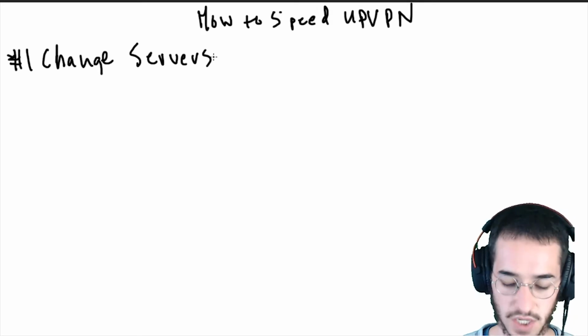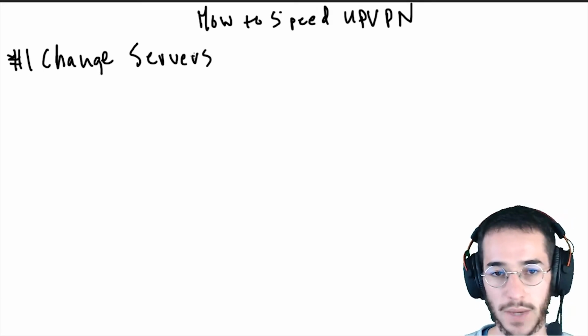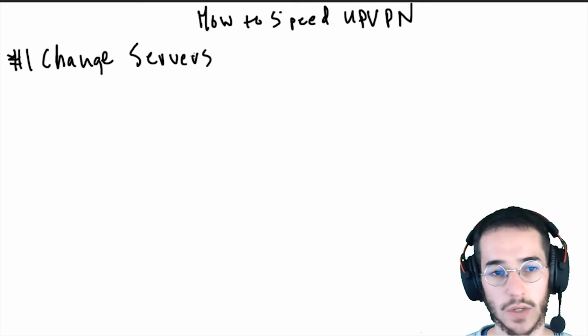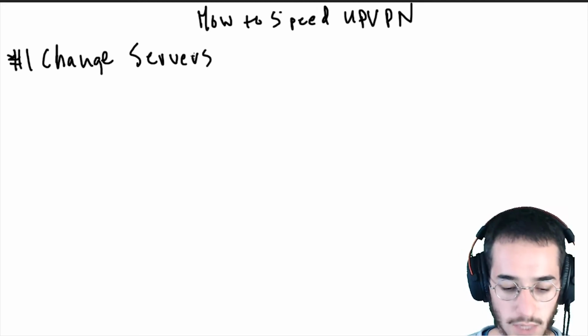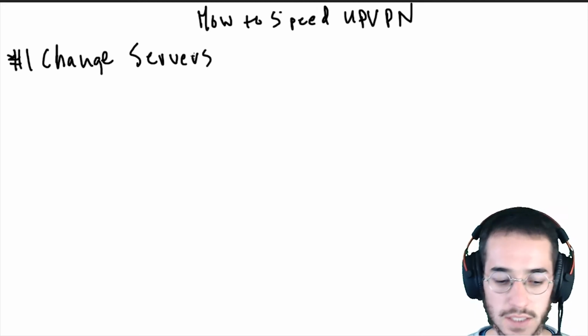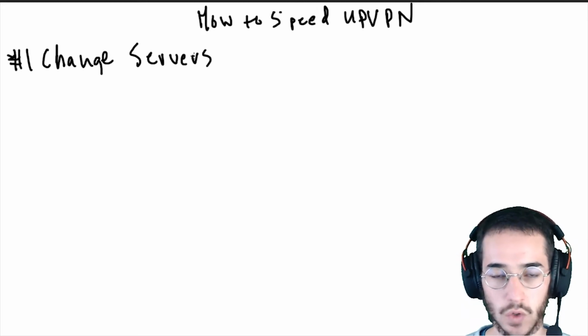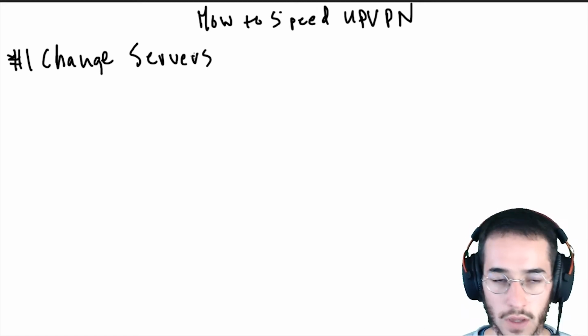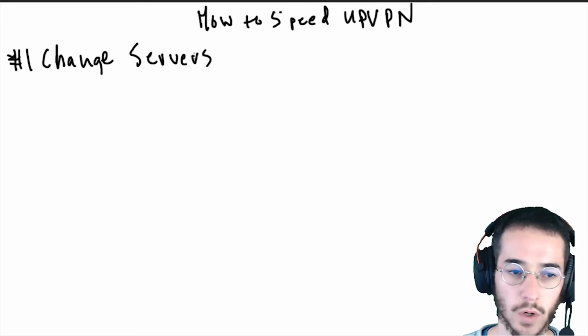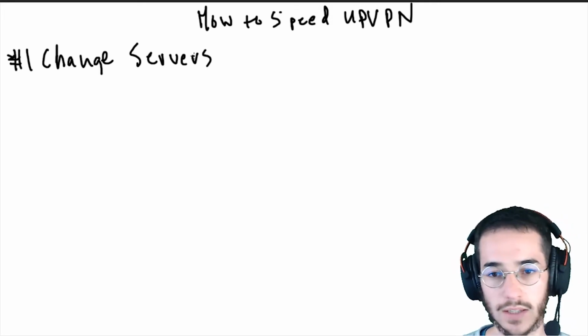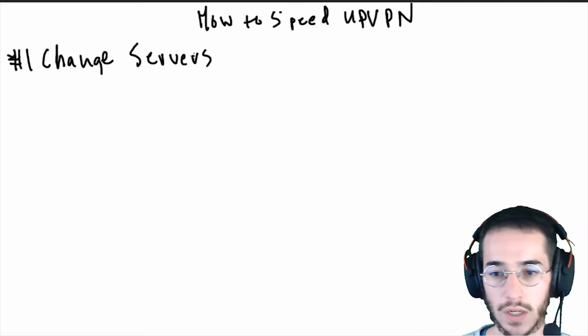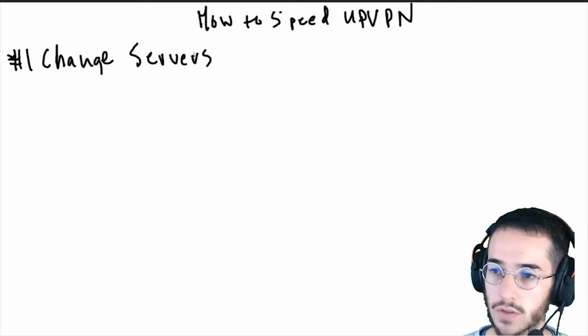Alright, so number one is going to be change servers. If you're not getting the best kind of speeds, one thing you might want to do is try changing servers. Now this might sound obvious, but let's say for example you're living in California and you're connecting to a Texas server. You're going to get less speeds than if you connected to a California server. Maybe you're not familiar with how VPNs work, but when you connect to a VPN, you're connecting to a remote server. So when you connect to a remote server, you want to get the closest server to your location in order to optimize your speed.